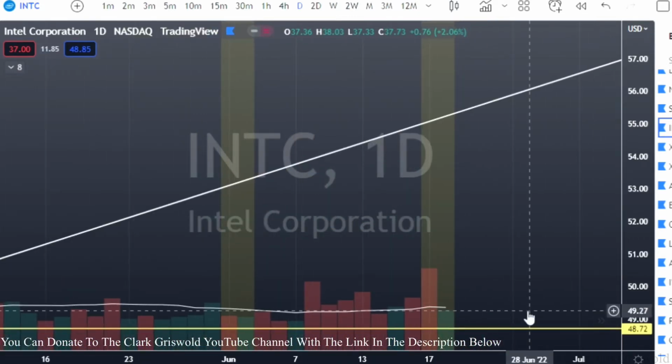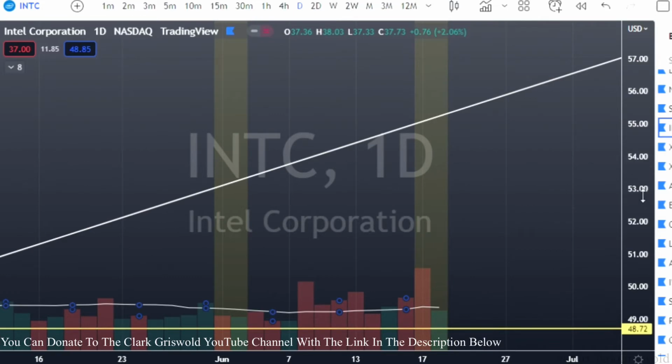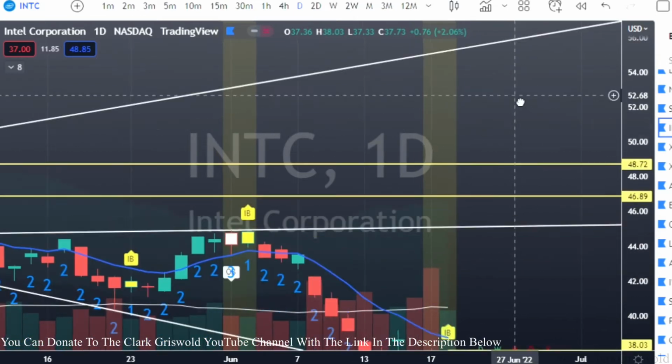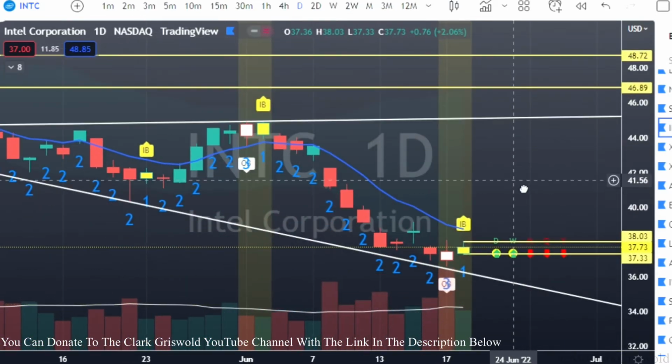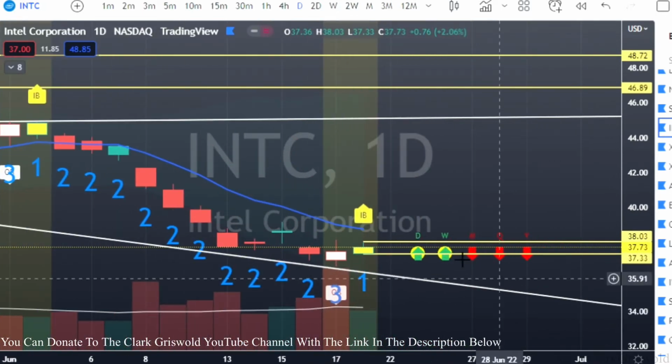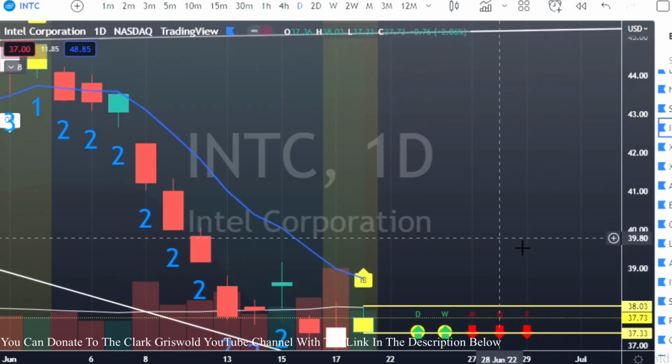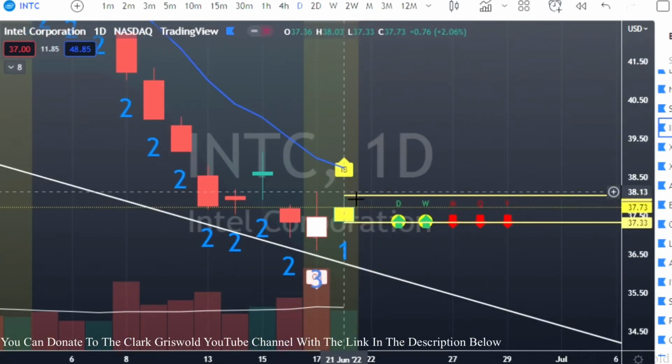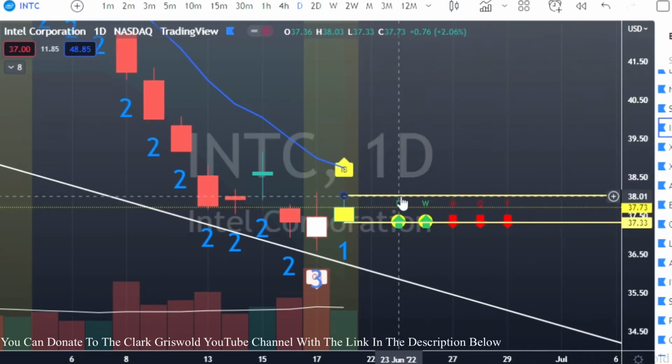So let's go back to our actual setup that we've got for tomorrow, Wednesday. We have this 3-1 setup. We're at the bottom of a broadening formation. The day and the week are green. Okay, so there are two scenarios that can play out here off of this 3-1 setup. We can break above the trigger and take calls or common shares at 38.03. That would be our trigger.